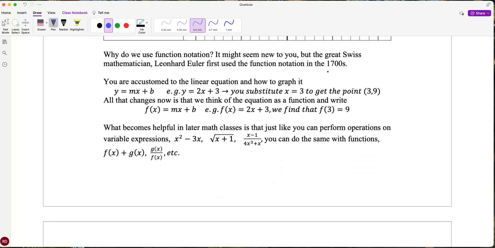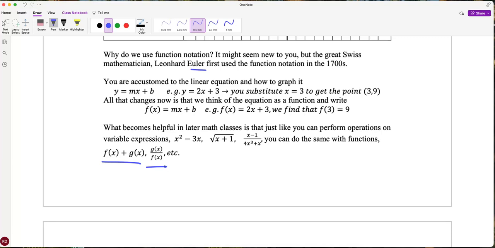Why do we use this function notation? You've been very comfortable using x's and y's, and now we switch it up. Leonhard Euler, great Swiss mathematician, was the first person to use this in the 1700s. It's real helpful because later in math you're going to get more complicated functions, and you'll do things like add functions together, divide functions, or substitute one function into the other. So it's much more convenient to use function notation.